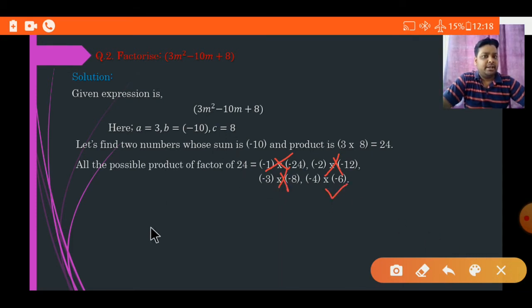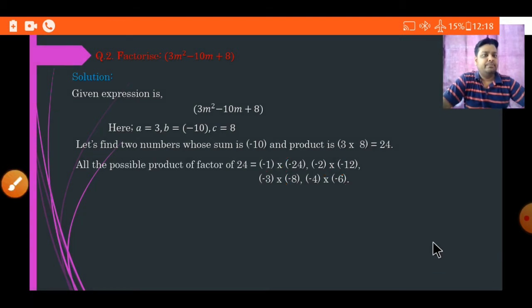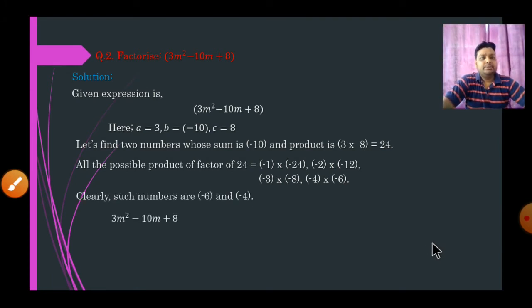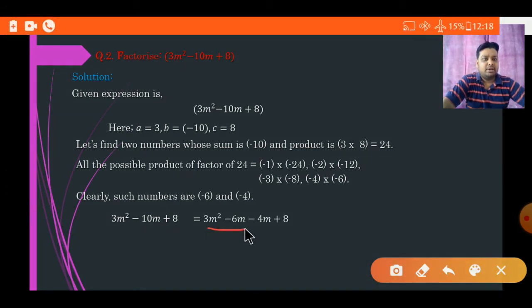So we can write minus 10m as minus 4m and minus 6m, or you can also write it in reverse order, minus 6m and minus 4m. So it will be 3m square minus 6m minus 4m plus 8. Here 3m square minus 6m is in one pair, and minus 4m plus 8 in another pair. In the first pair, a constant term and a variable are both common.